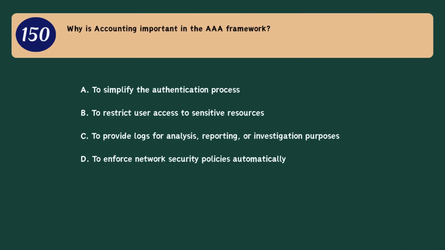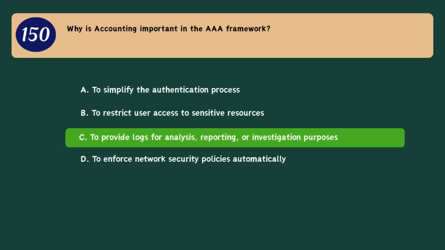Question 150. Why is accounting important in the AAA framework? A. To simplify the authentication process. B. To restrict user access to sensitive resources. C. To provide logs for analysis, reporting, or investigation purposes. D. To enforce network security policies automatically. Correct answer. C. To provide logs for analysis, reporting, or investigation purposes.